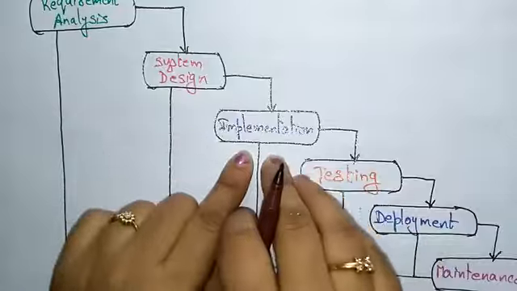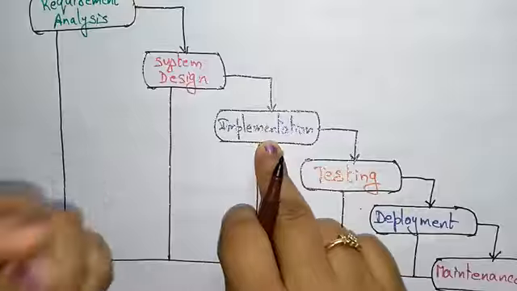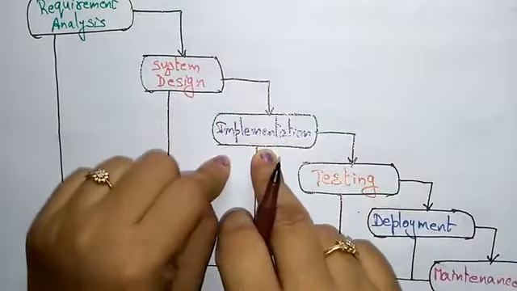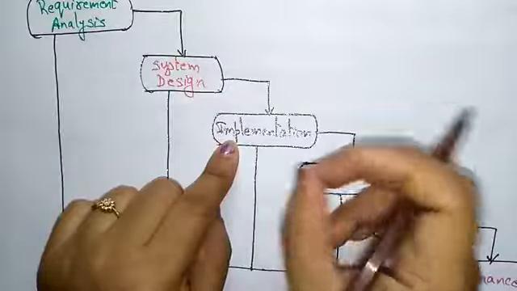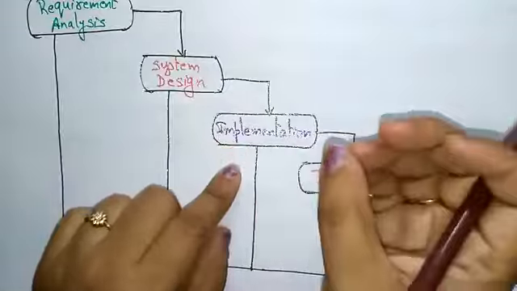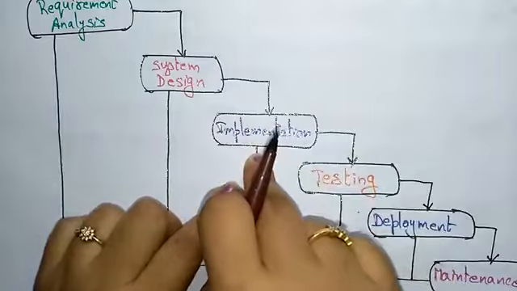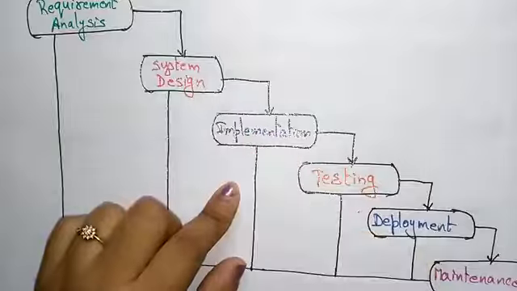Next they go for the implementation. In the implementation, with input from the system design, the system is developed in small programs called units. So here we are implementing the program in small units. Each unit is tested for its functionality, and this is referred to as unit testing.